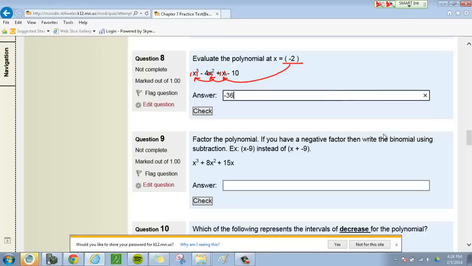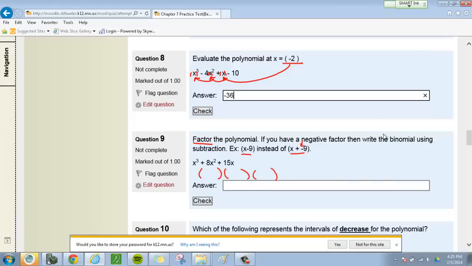Moving on. Okay, this next one says, factor the polynomial. If you have a negative factor, then write the binomial using subtraction. Oh, so instead of x minus 9, don't put that thing in there like that. Okay, I get it. So let's do this problem right here. We're going to factor it. We're not solving. We're factoring. There's no number like this. That's not what it's asking for. It's asking for factors, like something like this and this and this.